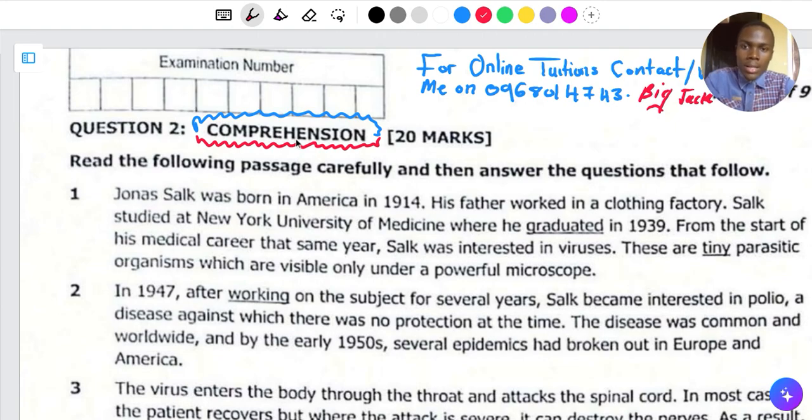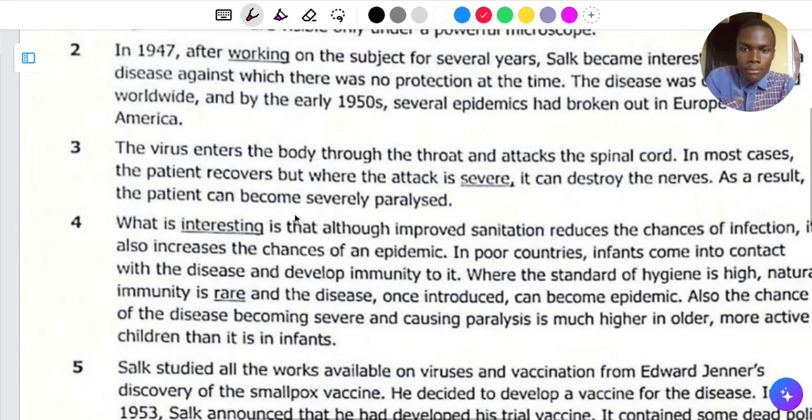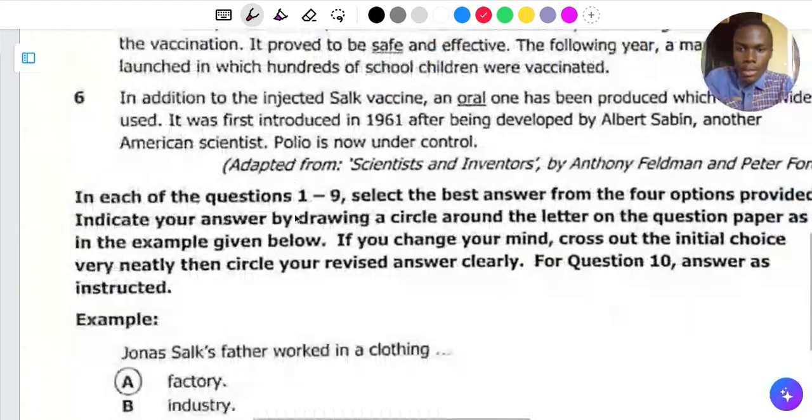So this word comprehension is coming from the word comprehend, and comprehend means to understand. So once you understand, you're going to come up with a meaningful statement to answer the question. So what I'm going to do here, I'm not going to read the entire paragraph. I'll just go to each question, then we go to a certain paragraph where we're going to extract the answer.